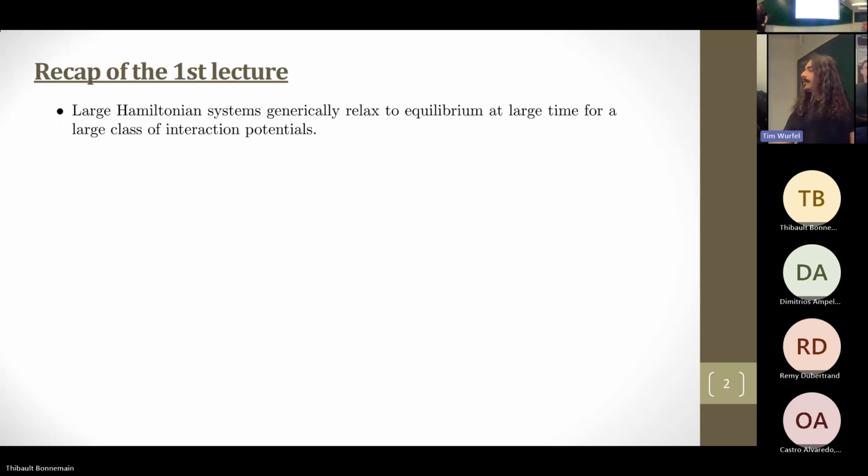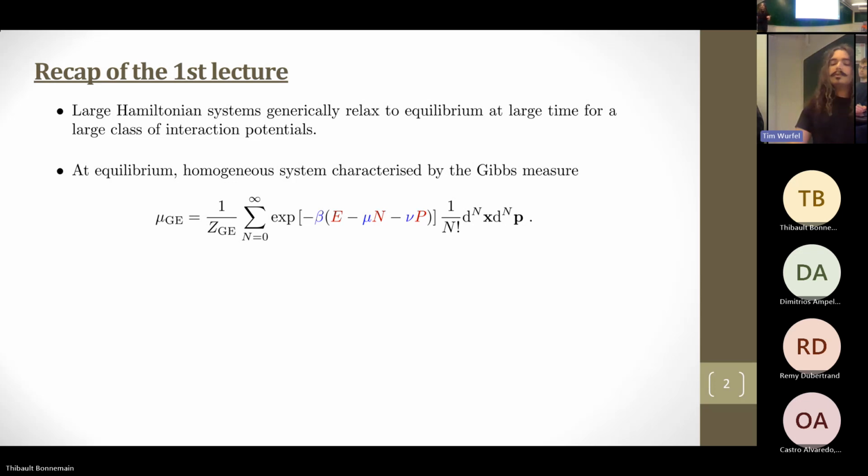So let me start with a quick recap of the last lecture. Last time I argued that a large Hamiltonian system, a large system involving a large number of interacting particles, would generally relax to equilibrium at large time. And that's what they will do for a large class of interaction potentials. At equilibrium, those systems are characterized by the so-called Gibbs measure, which I've written here. And this, again, is for generic interaction potentials. It's the only invariant measure in 1D.